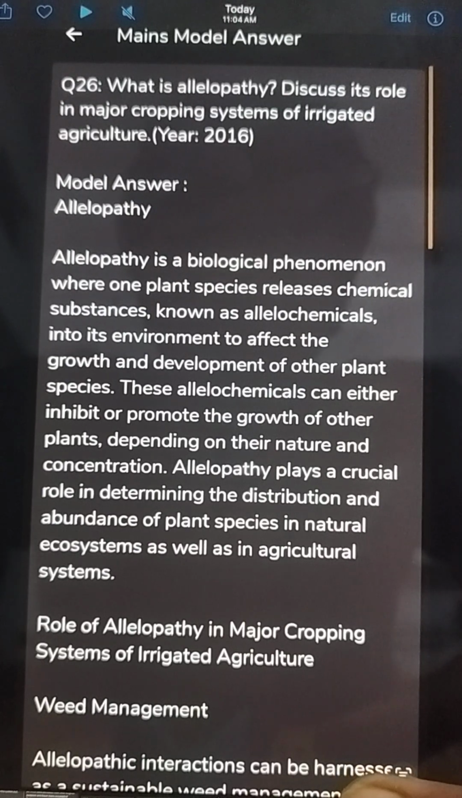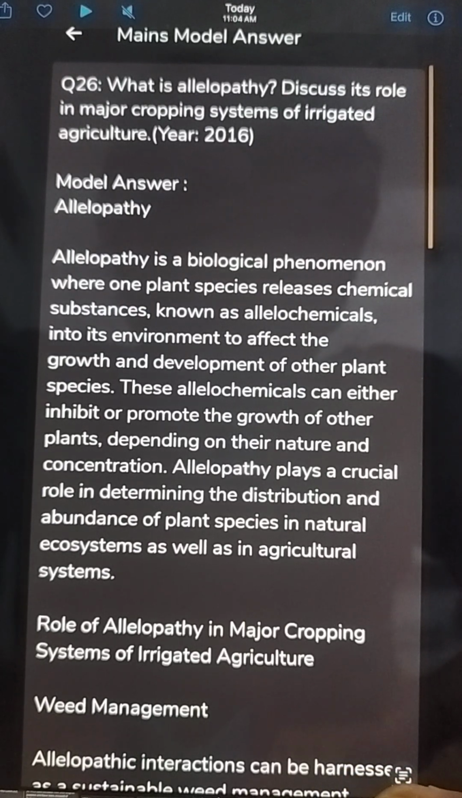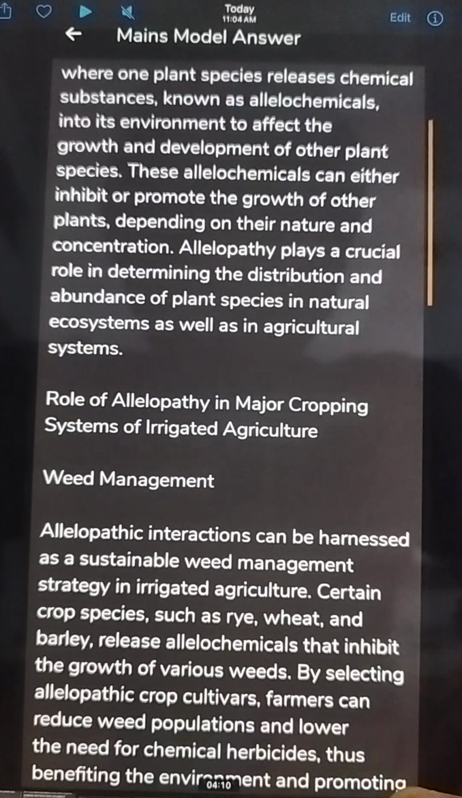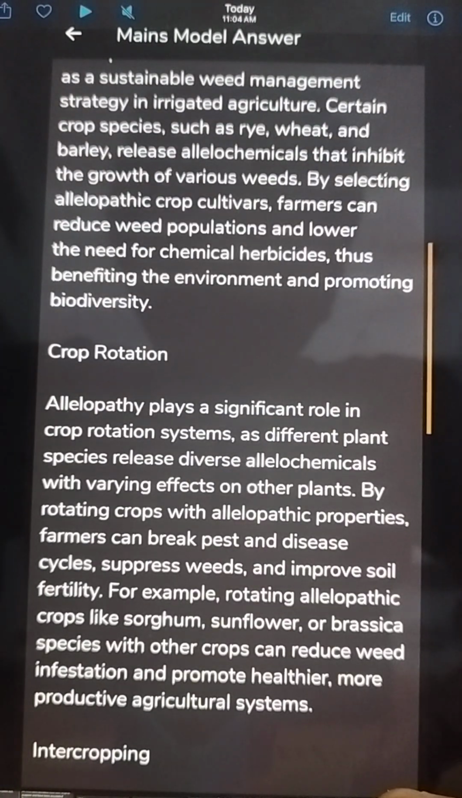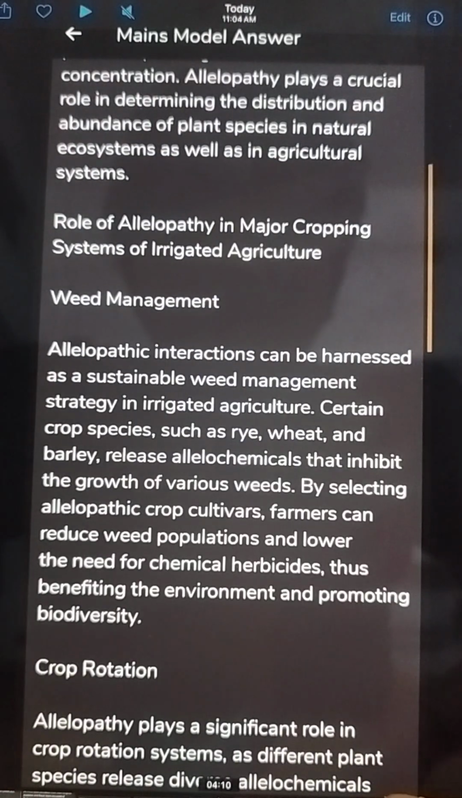Allelopathy is a biological phenomenon where one plant species releases chemical substances known as allelochemicals into its environment to affect the growth and development of other plant species. These allelochemicals can either inhibit or promote the growth of other plants depending on their nature and concentrations. Allelopathy plays a crucial role in determining the distribution and abundance of plant species in natural ecosystems as well as in agricultural systems. The role of allelopathy in major cropping systems of irrigated agriculture.